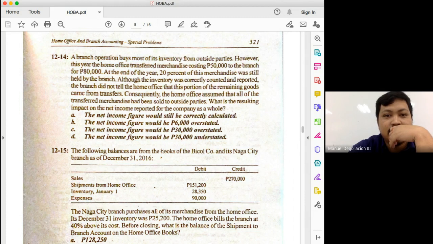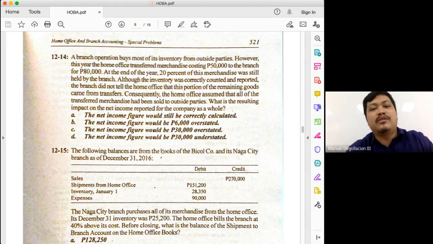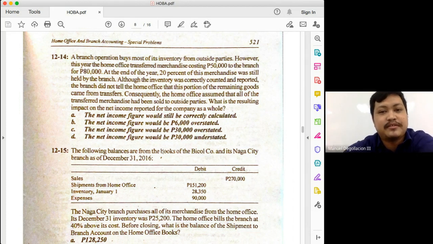How much? 60%. How did we get 60%? The cost is 50, the bill price is 80. So the markup is 30,000. 30,000 divided by the cost of 50, the markup rate based on cost is 60%. At the end of the year, 20% of this merchandise was still held by the branch.